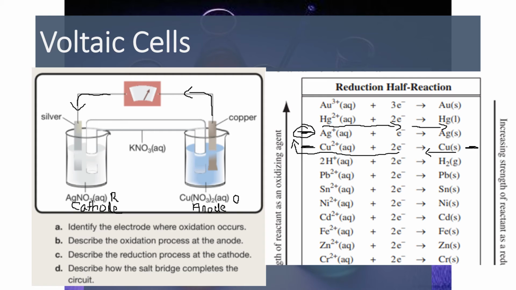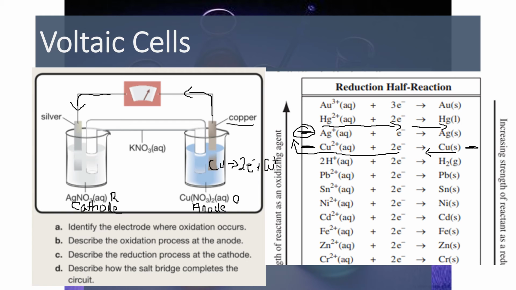And so identify the electrode where oxidation occurs, right here, my copper. There's A. Describe the oxidation process at the anode. Well, I can write it out as copper solid, right here. Copper solid reacts to lose 2 electrons to form my copper ion. On the other side, describe the reduction process at the cathode.